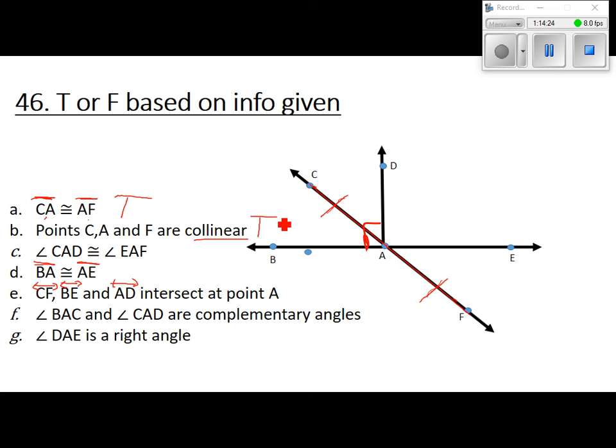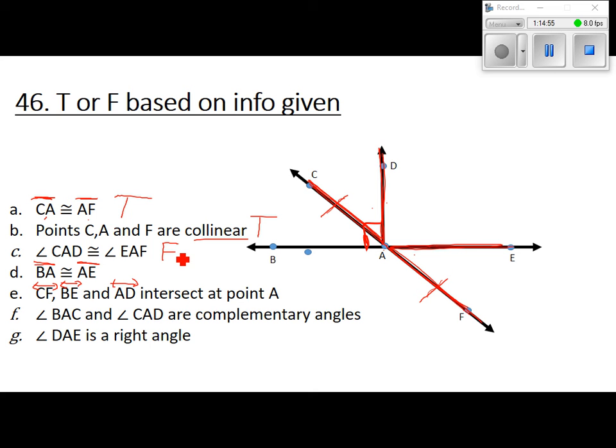Angle CAD is congruent to angle EAF. EAF is that angle. They almost look like they're vertical angles, but they're not, because these two sides aren't opposite of each other. So we can't tell. That's false. You can't just say that, not knowing any more information than we know.